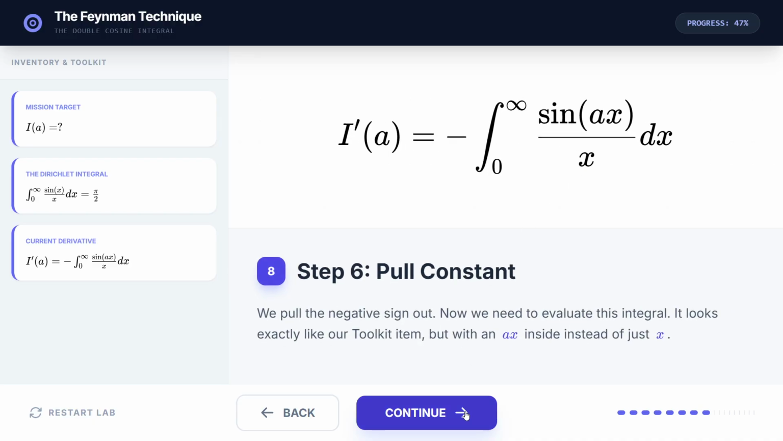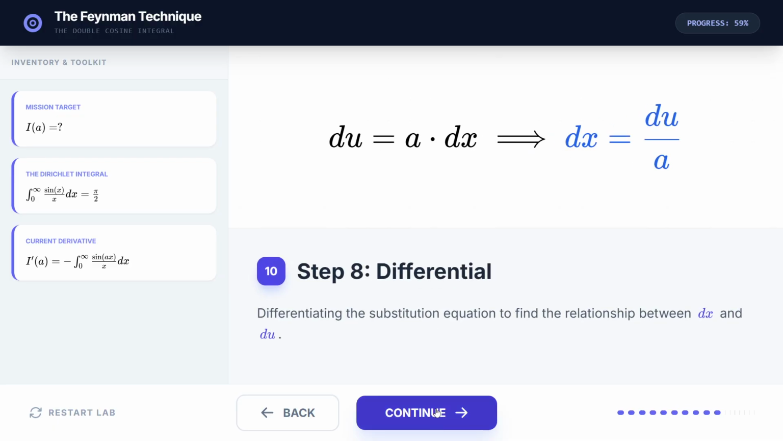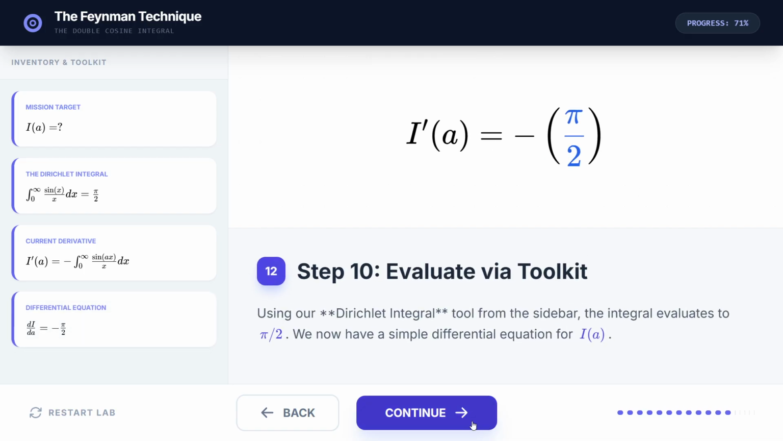And now we can clean up here. Now we can make the substitution u is equal to ax, meaning dx is 1 over a du. Plugging that back in, we are just left with this, which we know from our toolkit is simply pi over 2. So we have I prime of a equal to negative pi over 2 now.